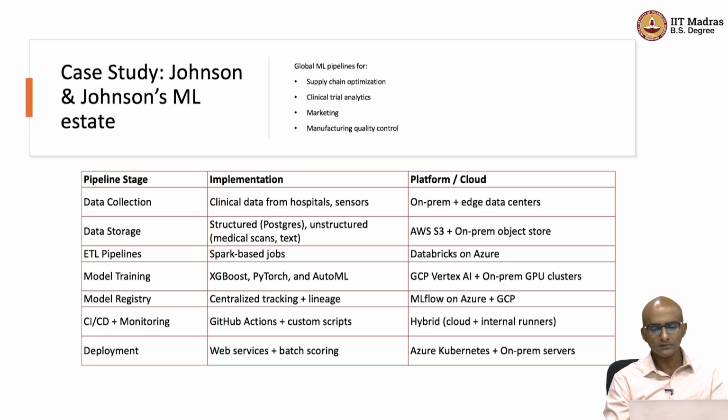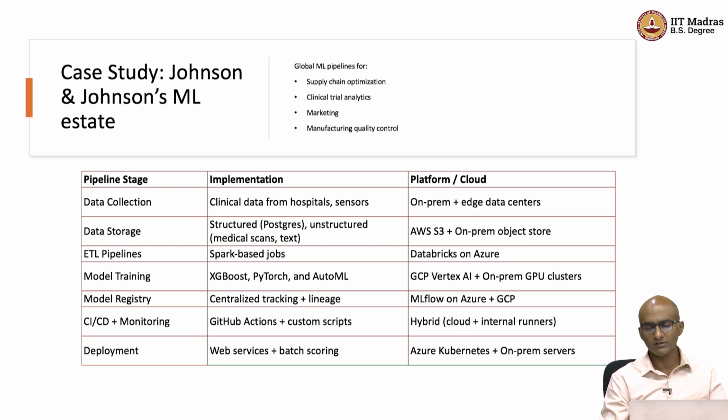The model registry, where all these developed models, both challenger and champion models, were registered, was on MLflow. We saw how MLflow gets used for it, and this MLflow was built as an instance on both Azure and GCP as well. So this allows them centralized tracking and lineage for ML models.